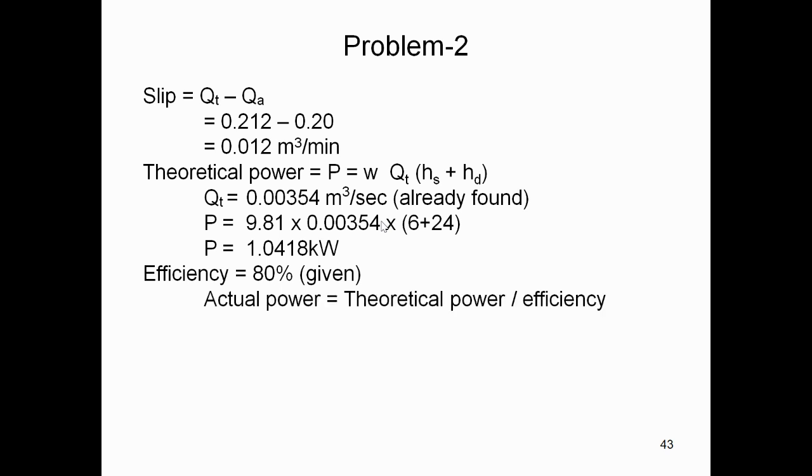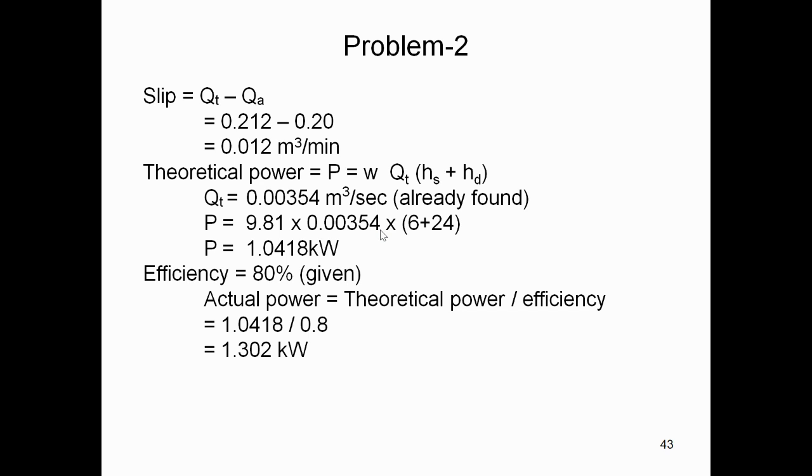Also, efficiency is given, that is 80%. So actual power is equal to theoretical power divided by efficiency. The theoretical power we got is 1.0418, and the given efficiency of 80% is 0.8. So we'll get actual power equal to 1.302 kilowatt. That is the actual power.